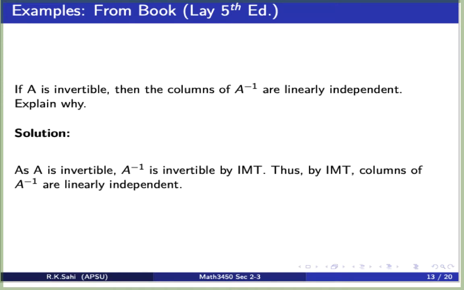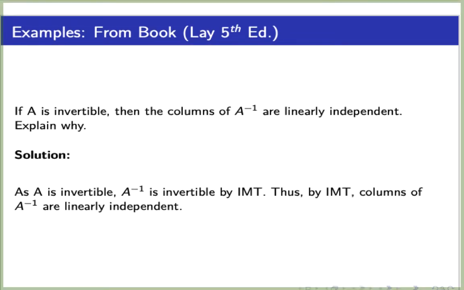Now on to the next example. If A is invertible, then the columns of A inverse are linearly independent. Explain why. Now, if A is invertible, then we clearly know the inverse is also invertible. Now, by the IMT, the columns of A inverse are linearly independent.